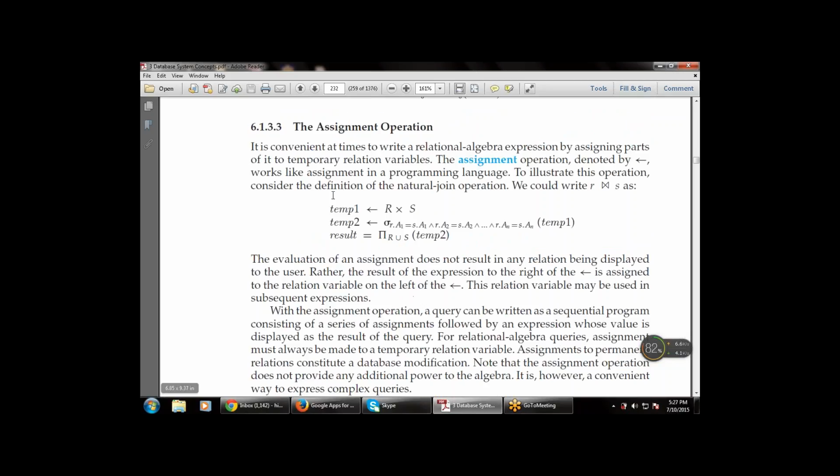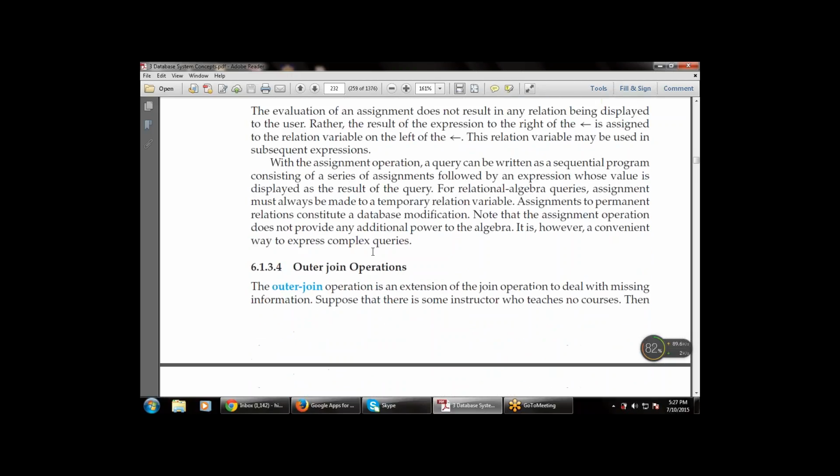So this is simply for assignment purposes, that is, the output of this one will be assigned to temp1, and the output of this one will be assigned to temp2. Assignment is done by the arrow operator, which is known as the assignment operation.